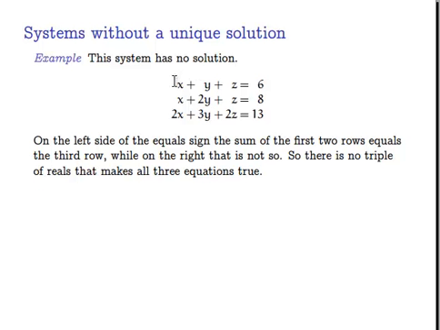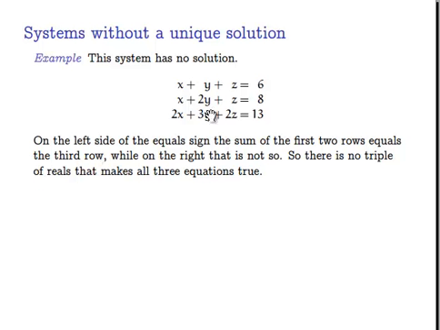Now, it's possible to have a system of equations without a unique solution. For example, here we have a system of 3 equations, and it's not too difficult to show that this system has no solution. If we take, on the left-hand side, the sum of the first 2 rows, that's equal to the third row. But on the right-hand side, that is not so.